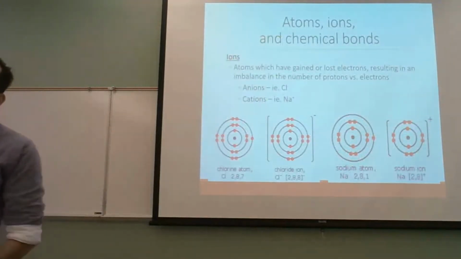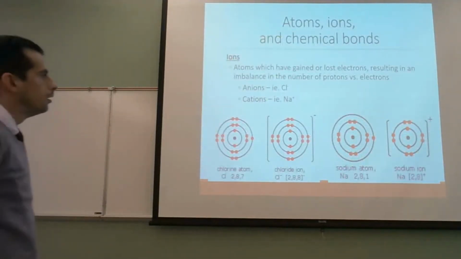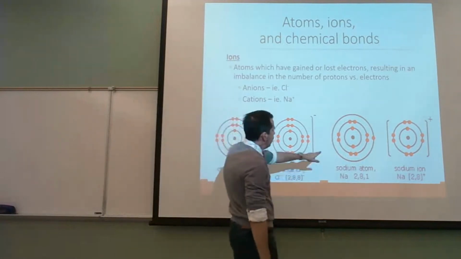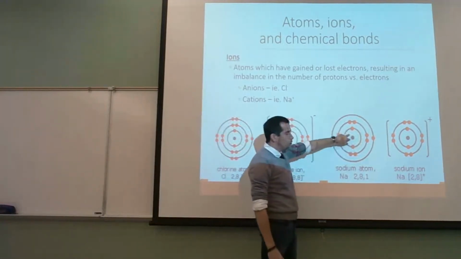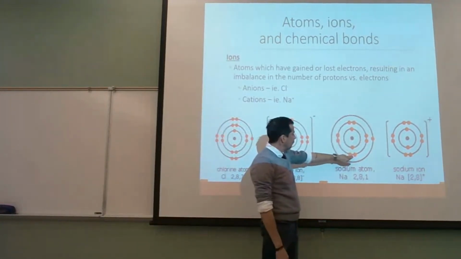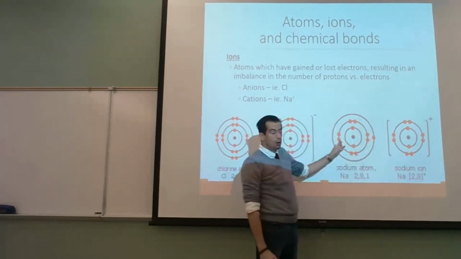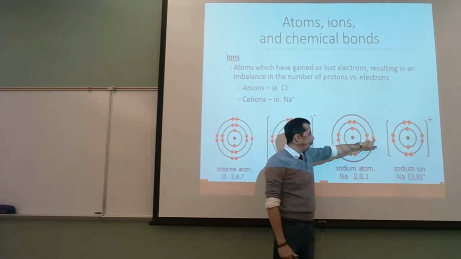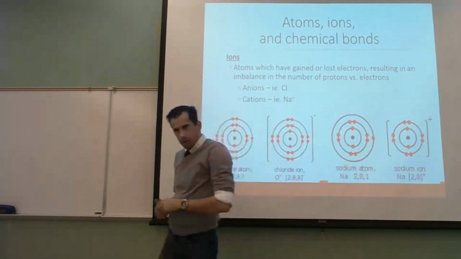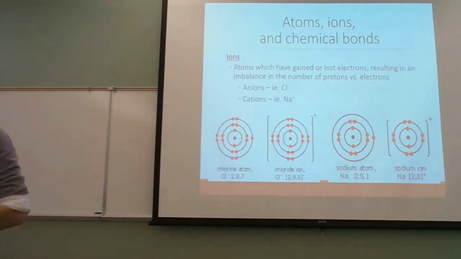Now let's analyze sodium in the same way we analyzed chloride. We have 1 orbital level here, containing 2. It's full. We move to the second, 2, 4, 6, 8. That's as many as it can hold. We move out to the third, and we've got 1. We've got a single valence electron.